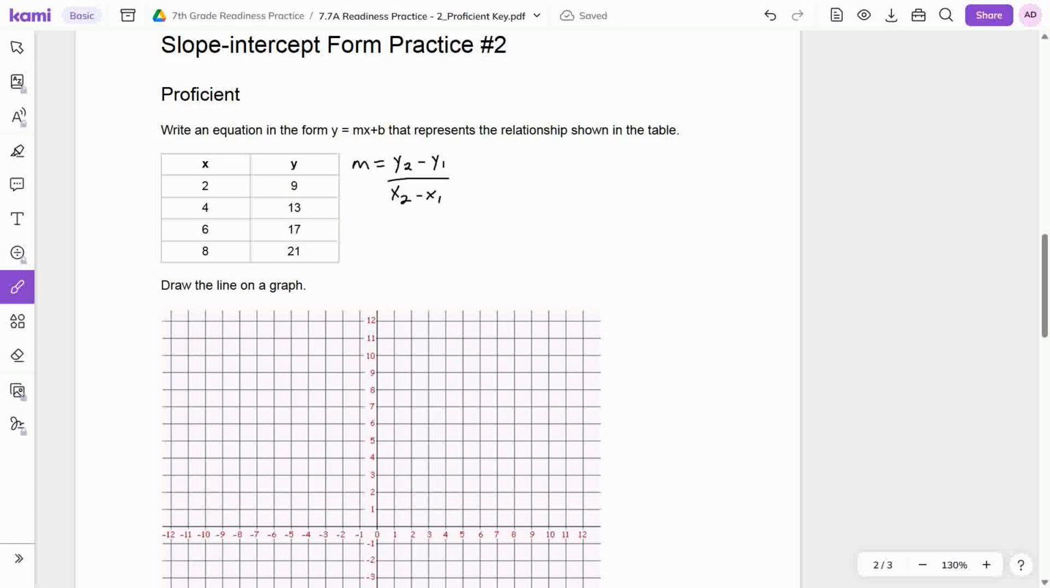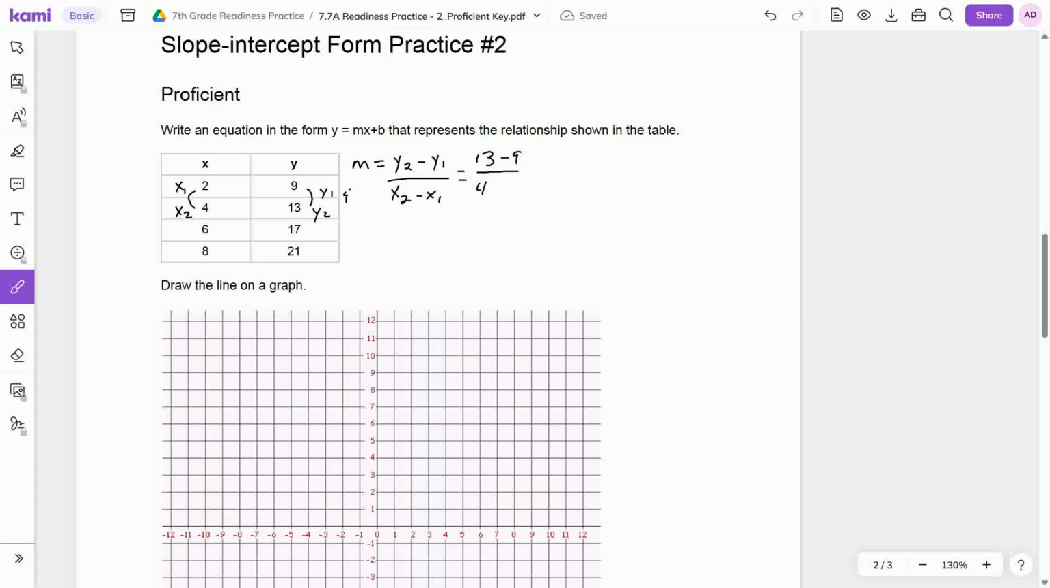So we're just going to pick two different values here. We're going to make this a y2, y1, x2, and x1. You want to make sure they're lined up. So what's the change here? Well, I've got a 13 minus 9. That's a change of 4.